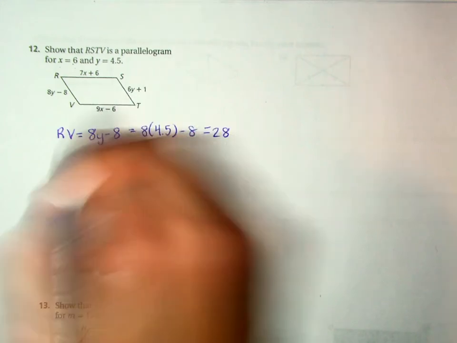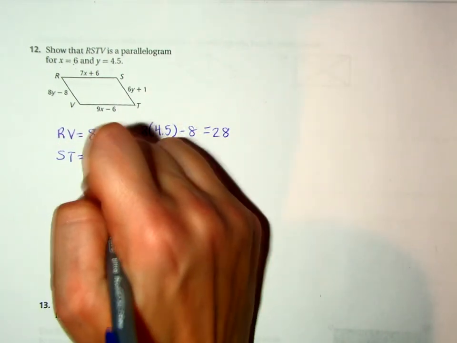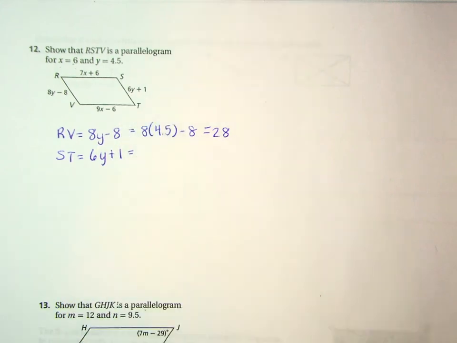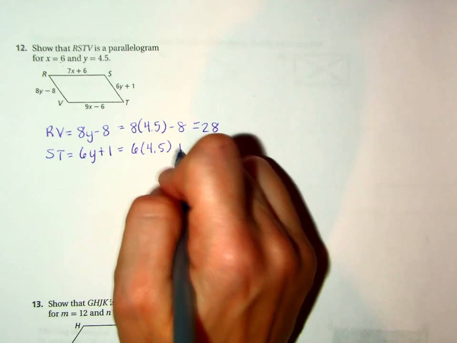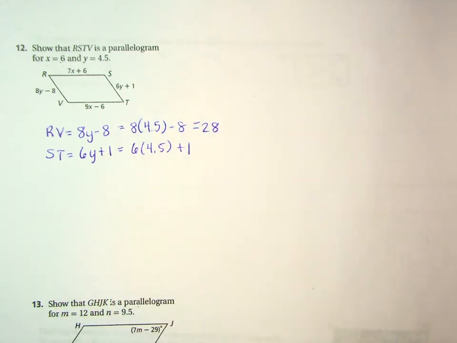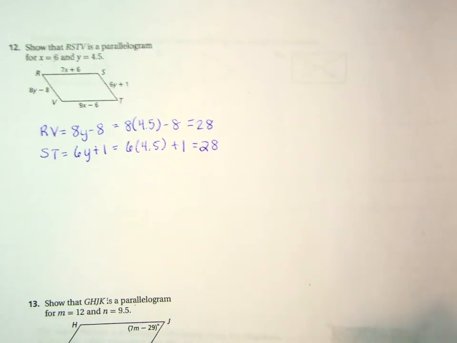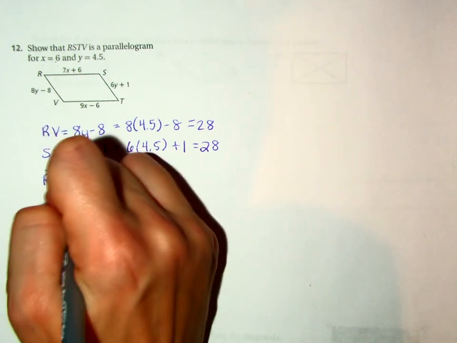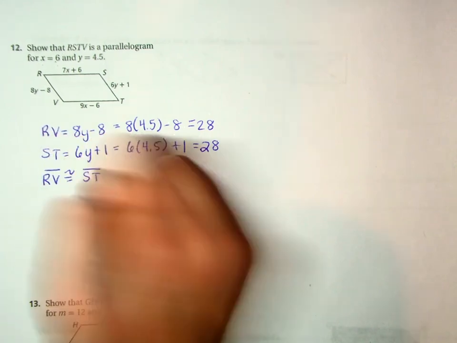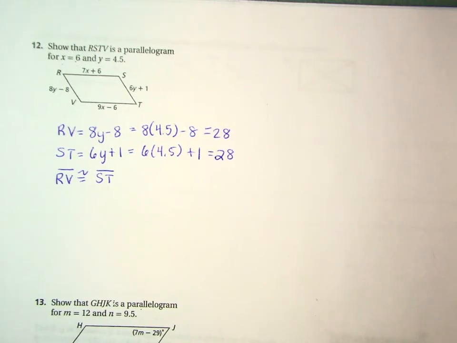Now let's go ahead and look at what ST is. ST is 6y plus 1. So again, we're going to take that 4.5 and we're going to put it in. So we're going to do 6 times 4.5 and then we're going to add 1 to it. What we get is 28 units. Now what that means is that RV is actually congruent to ST. That's important because that's one of the attributes for our parallelogram, but we got to keep going.